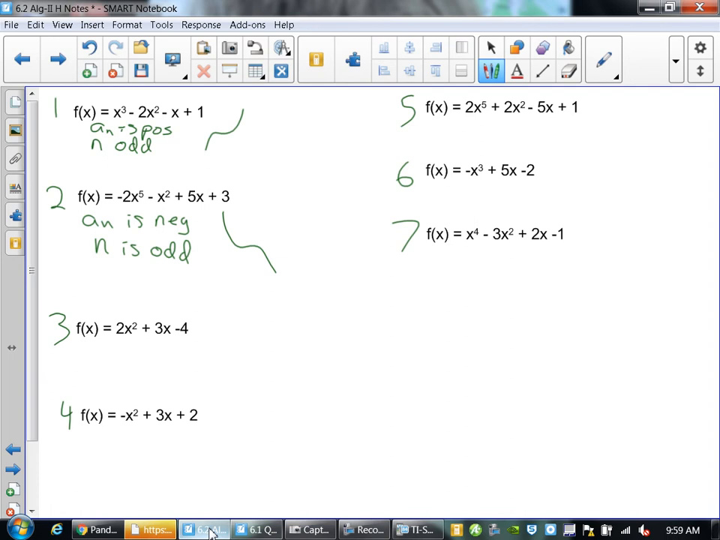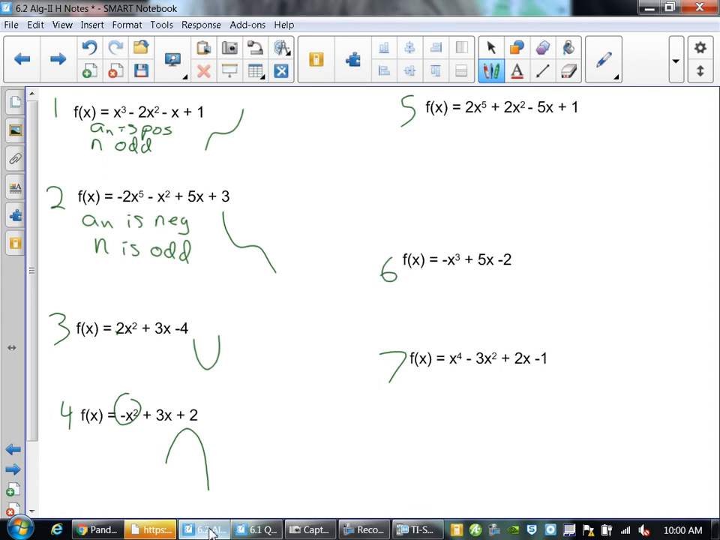The third one was a quadratic. First term's positive and it's an x squared, so which was what? Up like a cup. The fourth one was down like a frown, because the first term's negative and the exponent was even. First term was positive, exponent was even. What about the fifth one? What's the first term? Positive. Odd exponent, which way is it going?